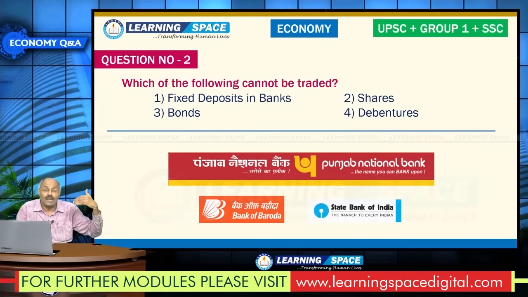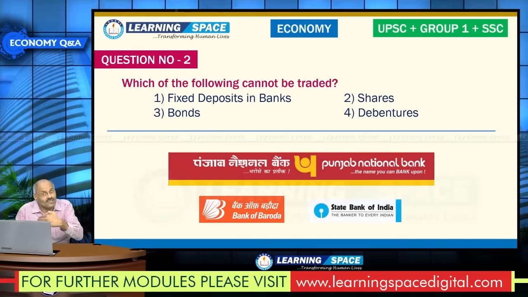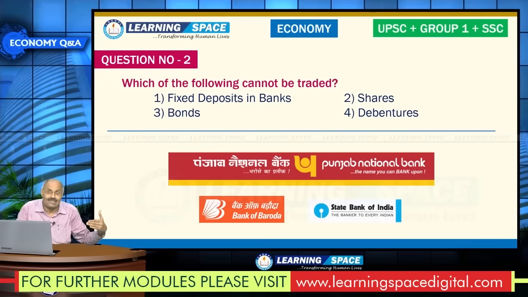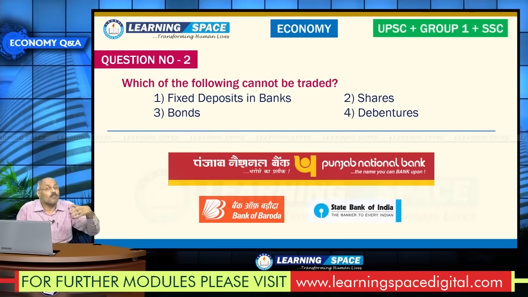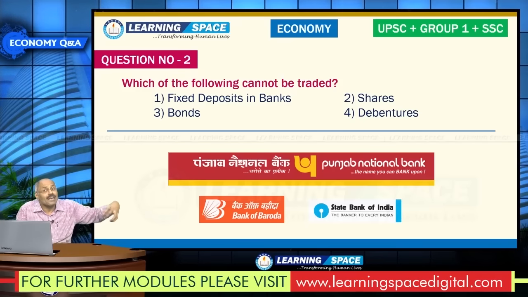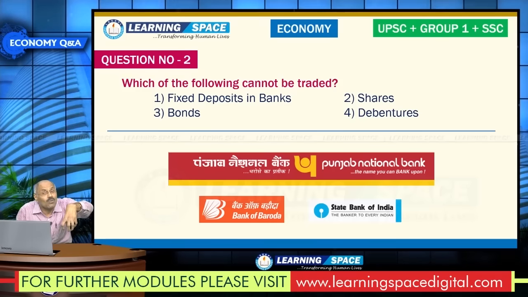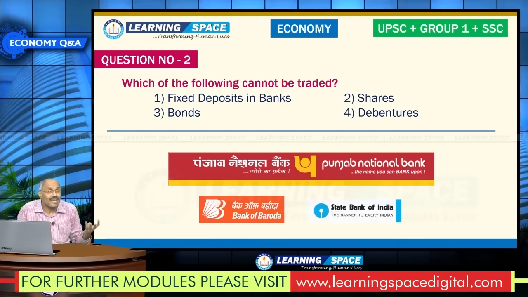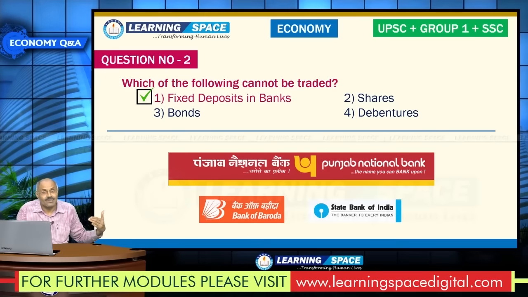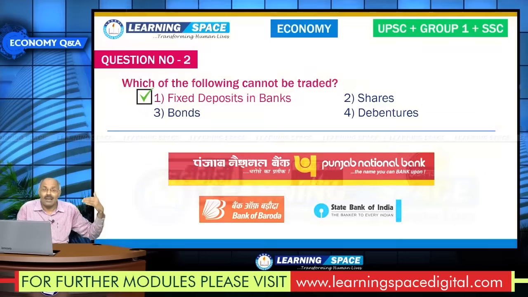Which of the following cannot be traded? As I have already told you, bonds and debentures are debt instruments. That means companies are borrowing money from the public. Shares means people are subscribing to shares so as to take ownership in the company. So shares, bonds and debentures, these three can be traded, and fixed deposits in banks cannot be traded. So this is the difference, please understand. Look at the next one.